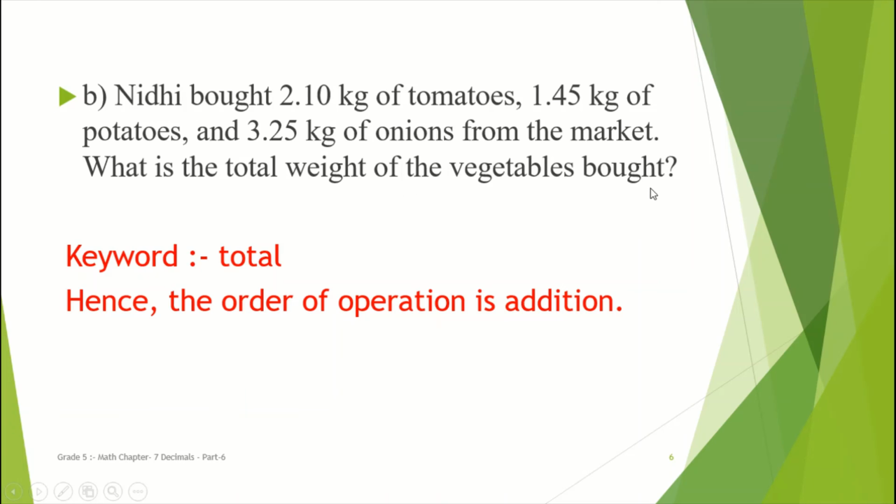So the first statement will be weight of tomatoes is equal to 2.10 kgs. Our second statement will be weight of potatoes is 1.45 kgs. And our third statement will be weight of onions is equal to 3.25 kgs. Okay, this is all given in our question. Now we'll write the statement what we have to find. We have to find total weight of the vegetables bought. So our statement for finding will be the total weight of vegetables bought is equal to question mark.